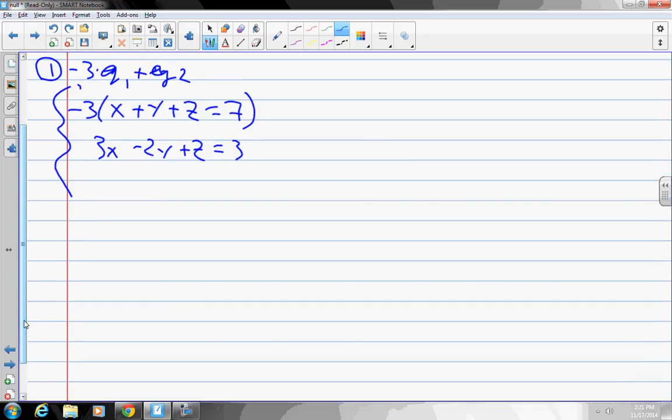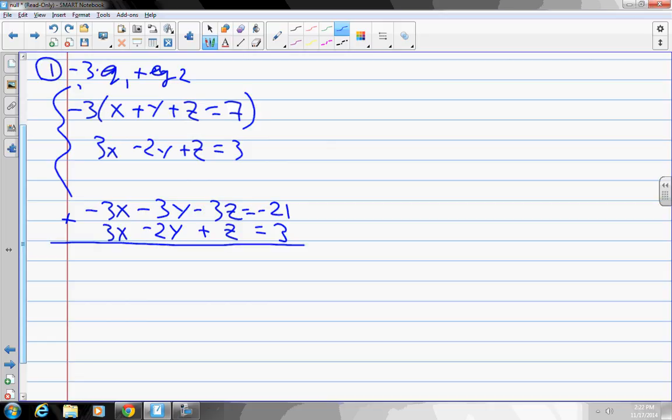So when I actually multiply by negative 3, we'll get negative 3x minus 3y minus 3z equals negative 21. And then 3x minus 2y plus z equals 3. So the second equation didn't change. So when you add these two, the x's cancel. Then we have negative 5y minus 2z equals negative 18. Is that correct? Looks reasonable. So here's our first equation.